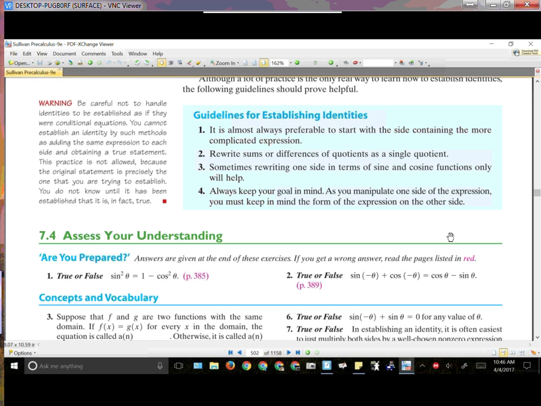Mind you, always keep your goal in mind. As you manipulate one side of the expression, you must keep in mind the form of the expression on the other side. This is very much mental gymnastics. A lot of writing is required, but the reality is it's really no more than algebraic manipulation, given specific things to work with. So I'm going to turn you guys loose on this stuff.